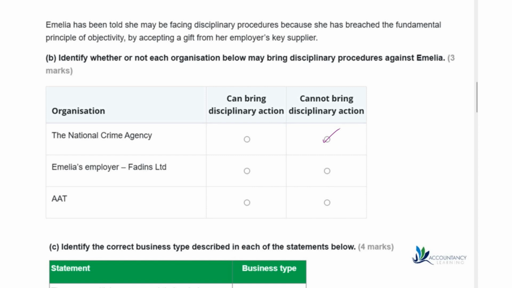Amelia's employer, Fadings Limited, so they could bring disciplinary action. So she has accepted this gift and therefore that is against company policy, so they will have their own disciplinary procedures. And AAT can also bring disciplinary action because she has breached the fundamental principle of objectivity. So AAT will have its own disciplinary procedure for members who do not uphold the ethical principles.